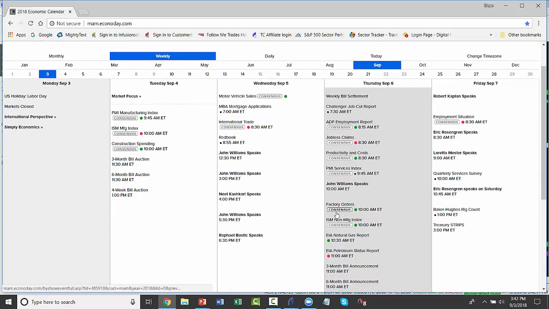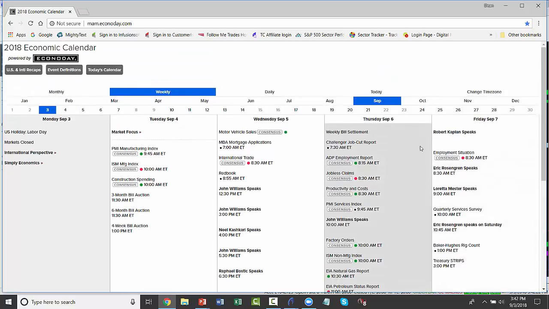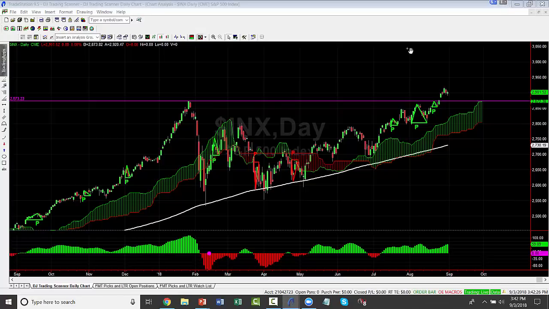Factory orders should be interesting, ISM non-manufacturing, and then the employment report coming out on Friday. Those, the factory orders, employment situation, those could be market moving if they are a surprise. But no surprises are expected.